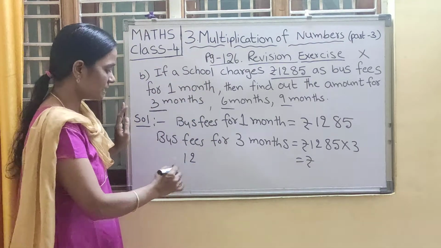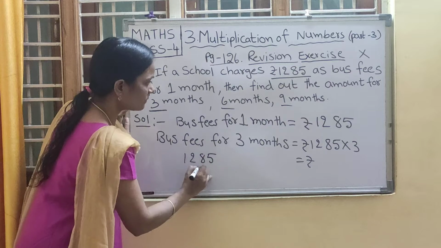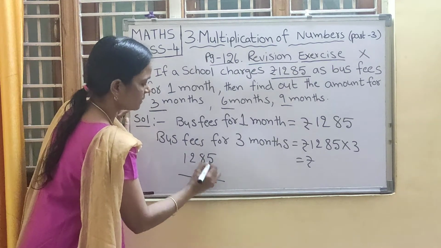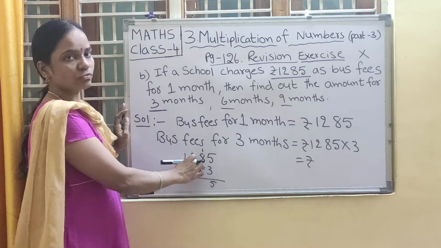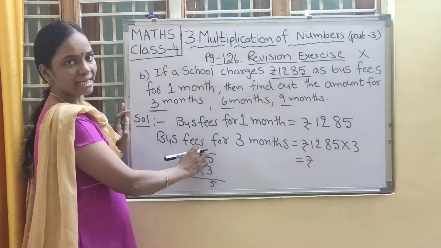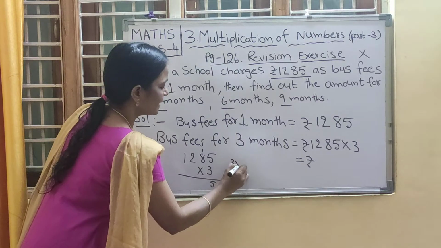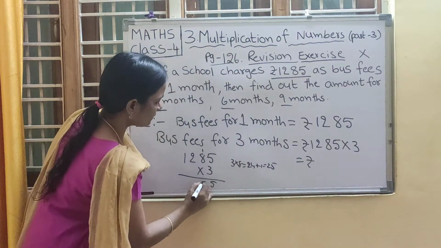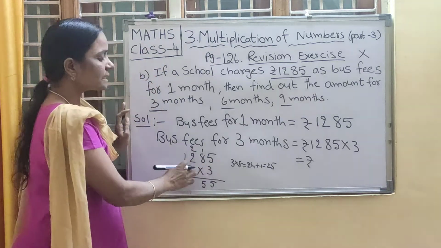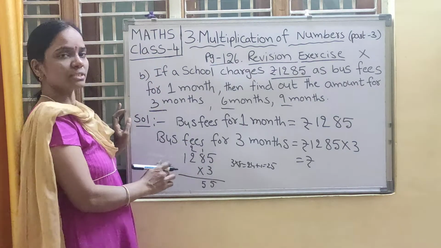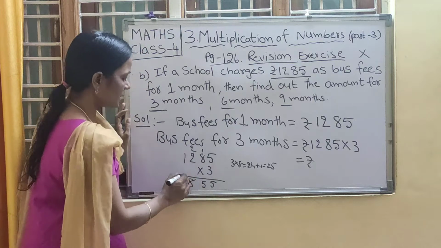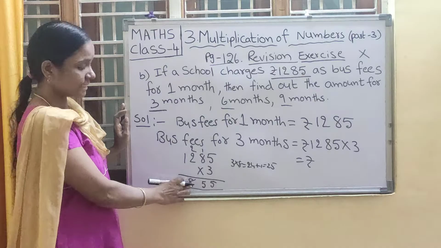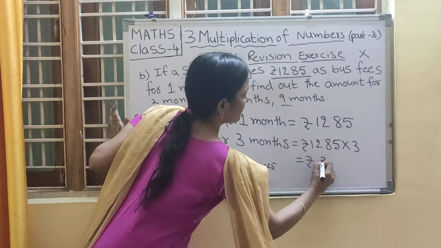Look at the board, children. 1285 into 3. Yeah, 3 5s are 15. 3 8s are 24. And carry is 1. 3 8s are 24 plus 1, 25. So 5 right here, and 2 is the carry. 3 2s are 6. 6 plus 2, 7, 8. 3 1s are 3. So how many rupees, children? 3,855 rupees.